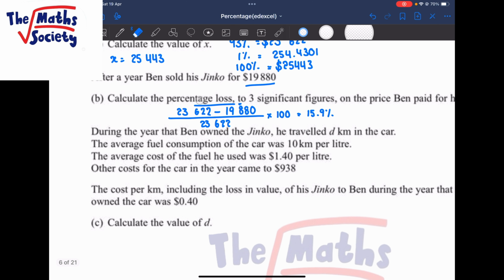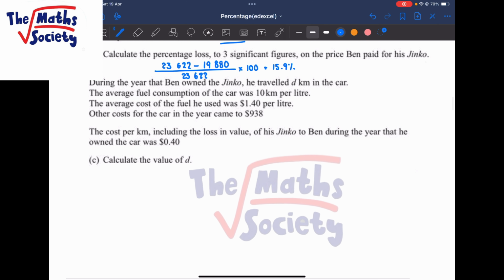Let's just take this off so it looks better. Okay, and then it says that during the year that Ben owned the Jinko, he traveled D kilometers in the car. The average fuel consumption of the car was 10 kilometers per liter. Average cost was 1.40 per liter. Other cost for the car comes to 938. The cost per kilometer, including the loss in value of his Jinko to Ben during the time that he owned the car, was 0.40. You need to calculate the value of D.